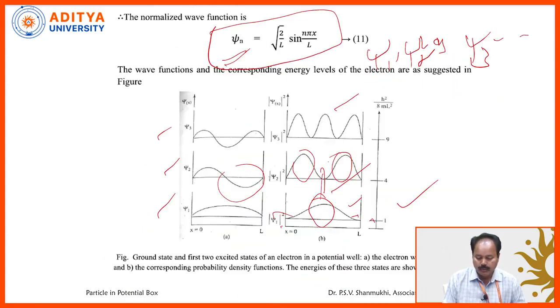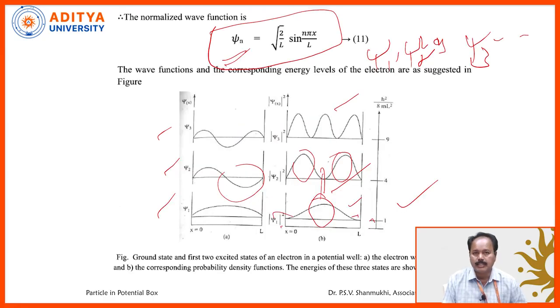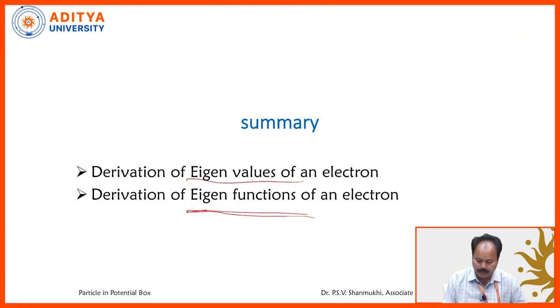After the eigenvalues, we have determined the eigenfunctions or wave functions also. What are the discrete wave functions? From those, we have determined the maximum probable position.